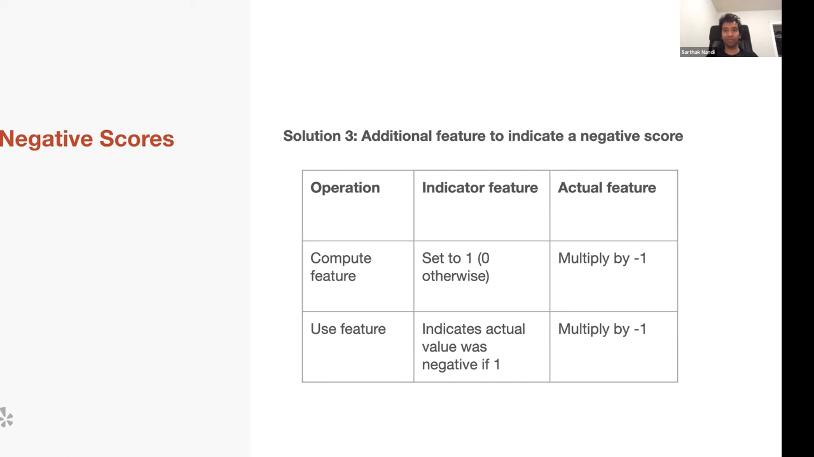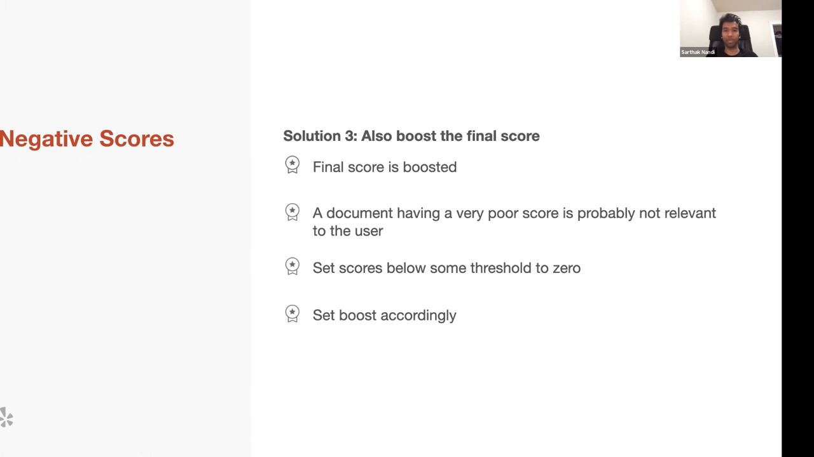This takes care of the feature scores, but we can't do the same with output from the model because we need to return a single score. So we decided to boost the final score from the model, which brings us back to the problem of loss of precision. Now, a document that has a very poor score is probably not relevant to the user. So we tried setting a threshold and setting scores below this threshold to zero. So now we only have to boost scores by this threshold.